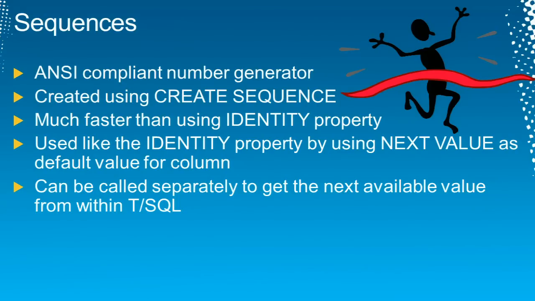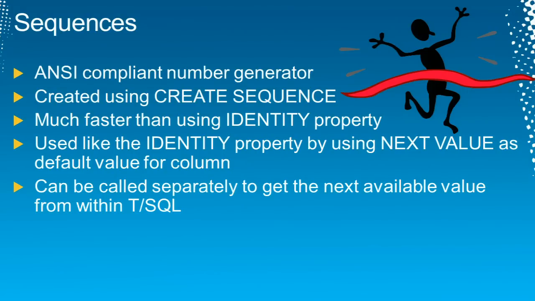So this is going to give you an ANSI compliant sequence number generator. So your code that runs on Oracle that uses sequences will now run on SQL Server. I mean, all the PL stuff won't work, but the sequence part will work at least. We have a create sequence command, and we have an alter sequence command. So this is going to be much, much faster than identity because of the way that it works under the hood. You can use it sort of like identity by specifying next value as a default constraint in a table.